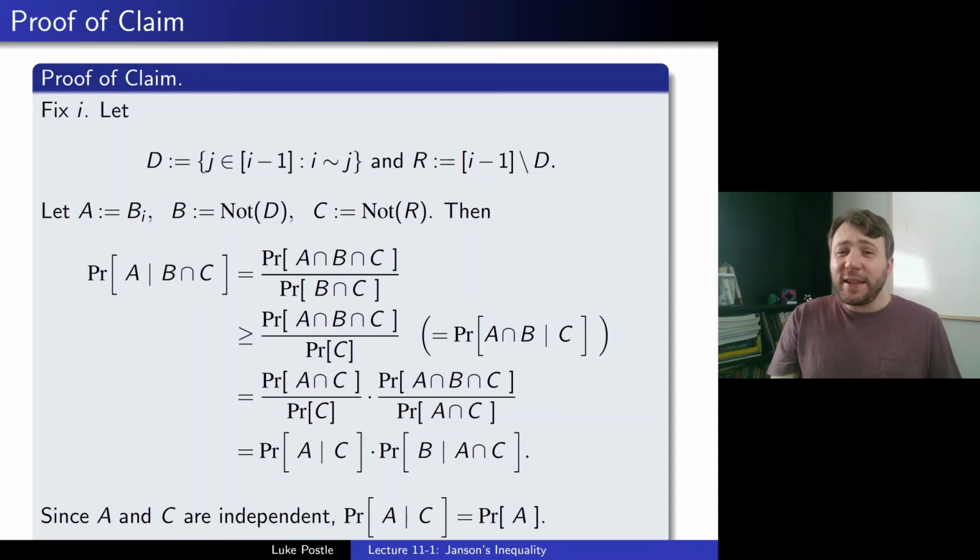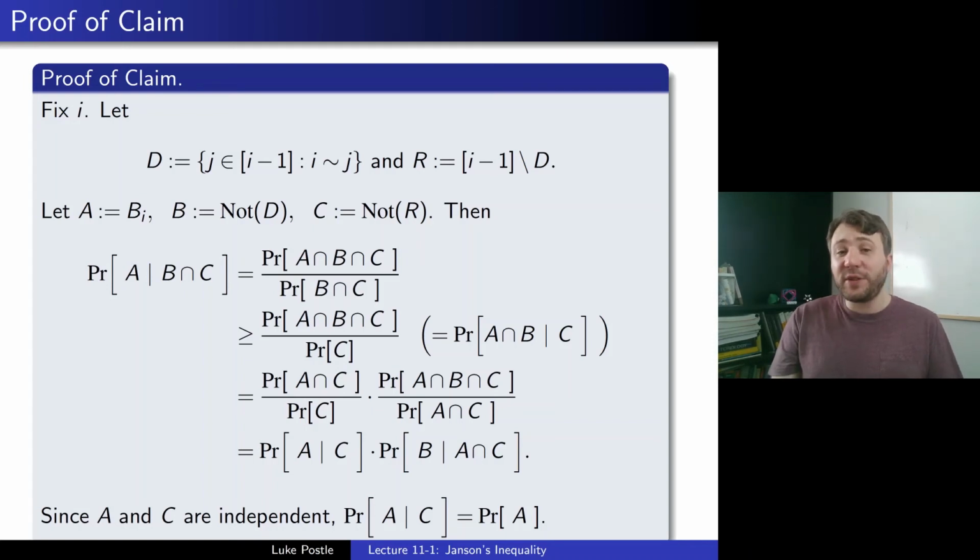Since A and C are independent, right? So A is BI and C is not R. So they're the remainder, so we're interested in not the remainder, but those are the ones that BI did not depend on, didn't overlap with at all. So A and C are truly independent events, so the probability of A given C is just the probability of A. So that makes our life easier. Remember, this is what we're trying to lower bound, this probability of A given B intersect C. That first term is just the probability of A, so we have to study that second term.